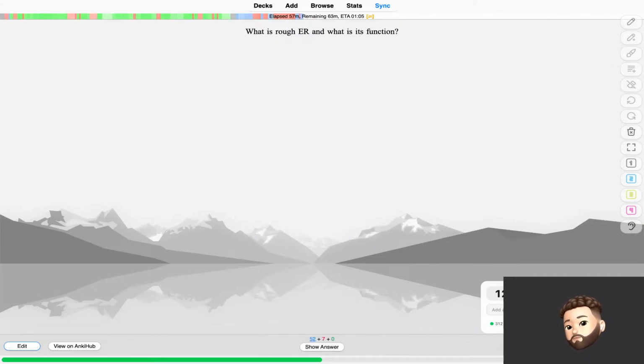Okay. What is the rough ER? It has ribosomes attached. It's a part of the ER with the ribosomes attached, and it functions obviously for protein synthesis. And I don't know what else.